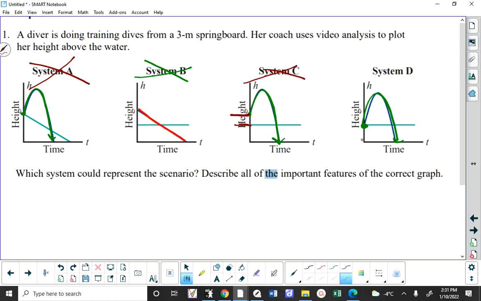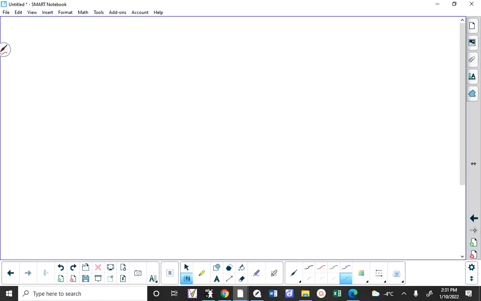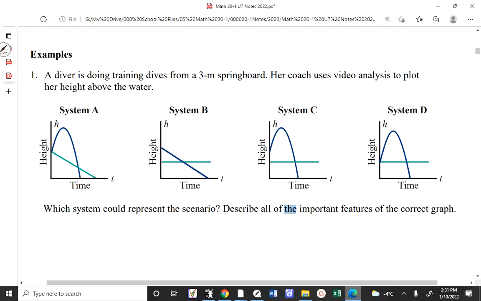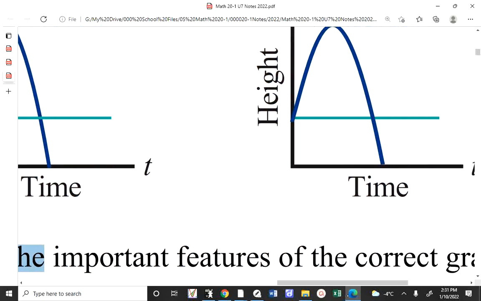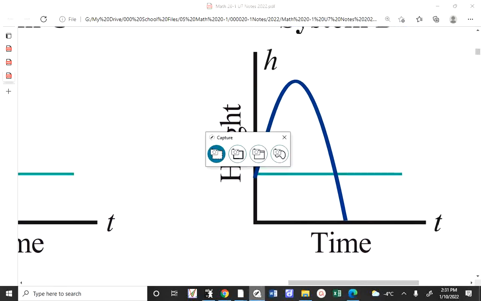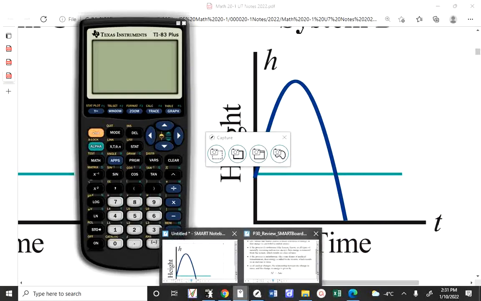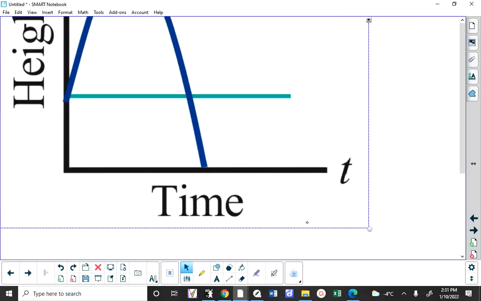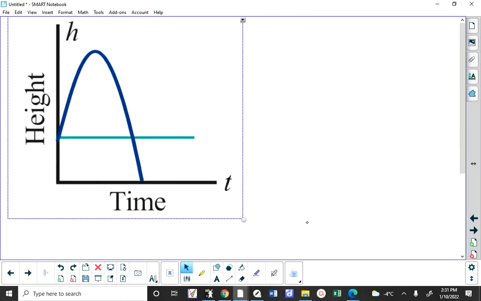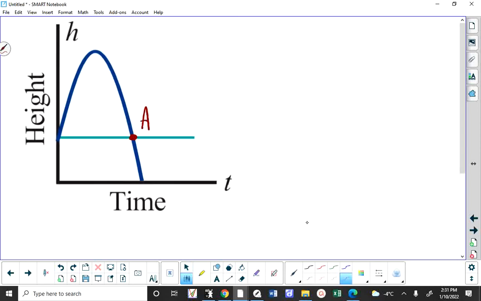Now, we're asked to analyze the important features of the graph. At this level, I probably would on an exam just say, here is the graph, tell me about the graph. So what are the important features of this graph? Give me a second. As I said, I didn't save my file. What are the important features of this graph? So first question is, what does the point of intersection of those two graphs tell you?